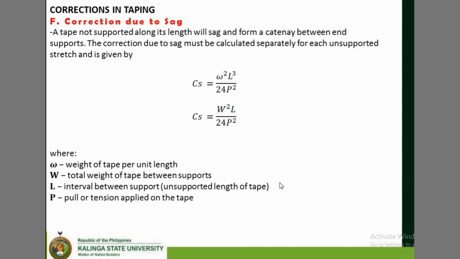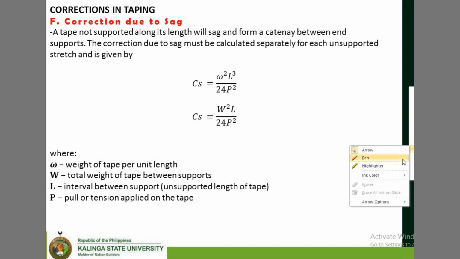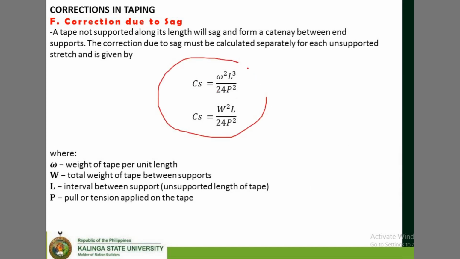So, this is a tape not supported along its length will sag and form a catenary, that should be catenary, between end supports. The correction due to sag must be calculated separately for each unsupported stretch and is given by this equation. Itong dalawang equation na to.